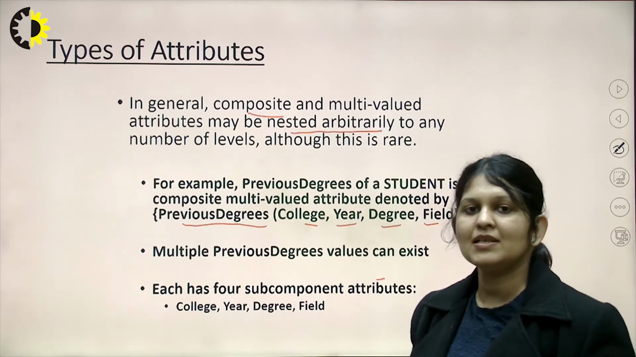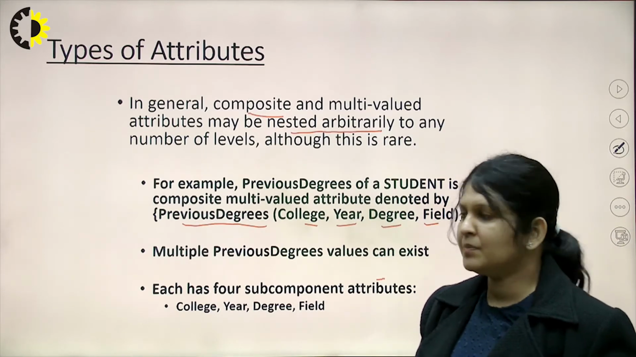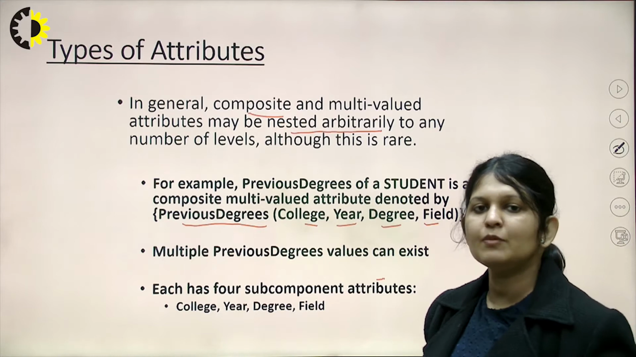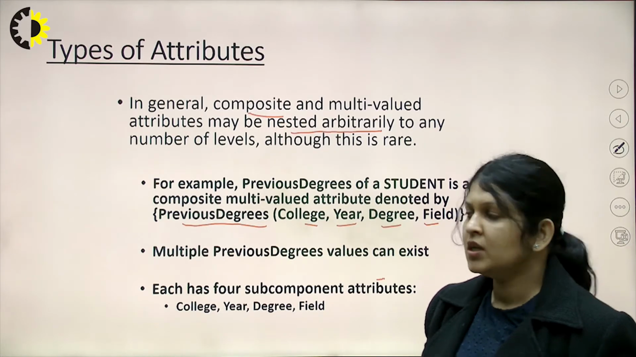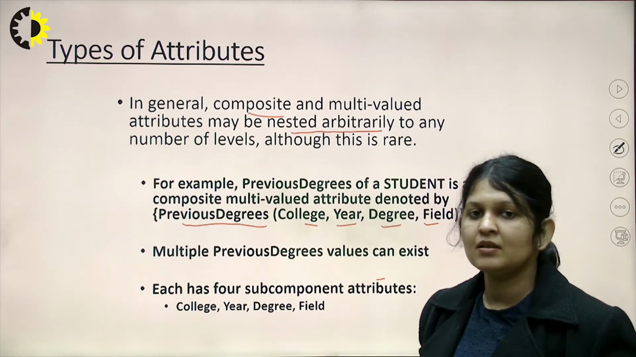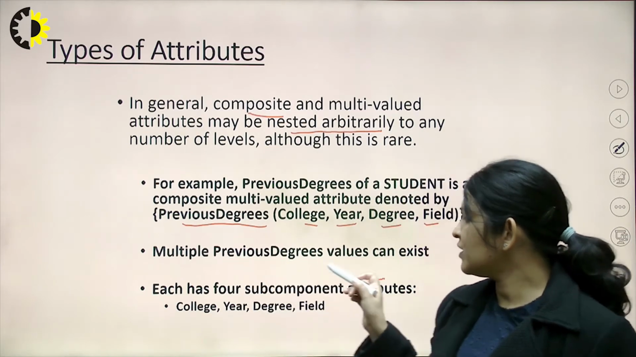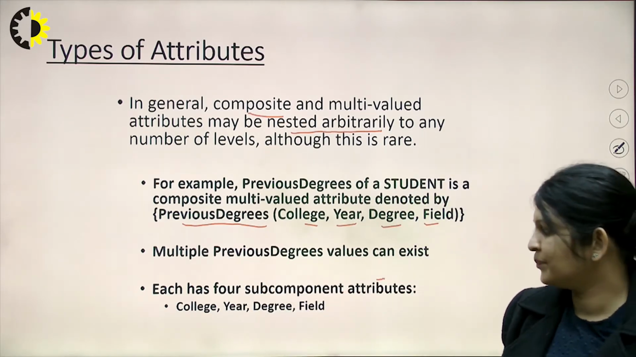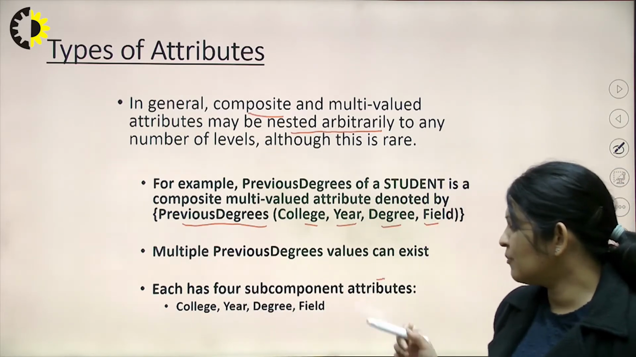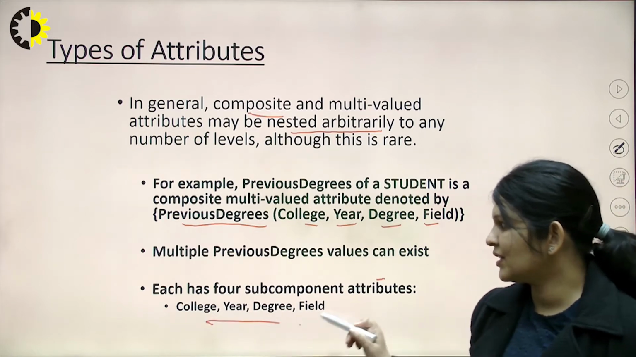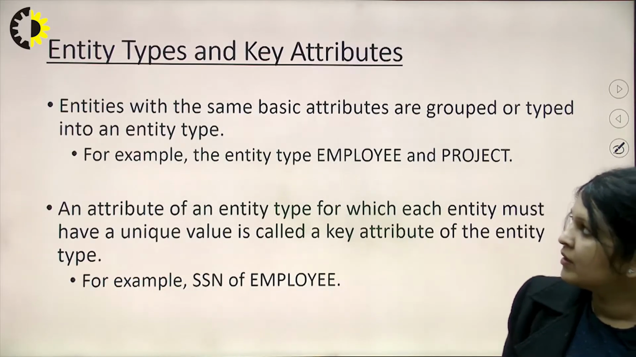For example, a person has done BTech, MTech, PhD. So they may have further, they are applying for the postgraduate. So they may have various previous degrees. So multiple previous degree values can exist. Each has 4 component attributes, that is, these are what we have talked about.